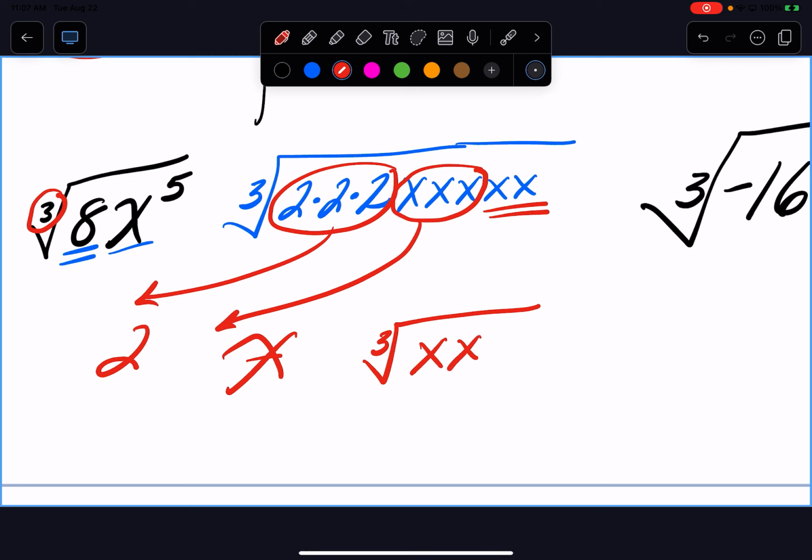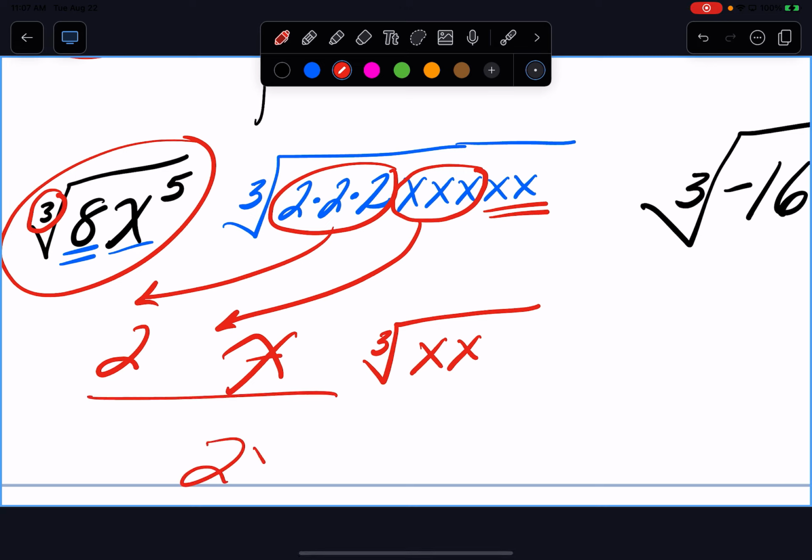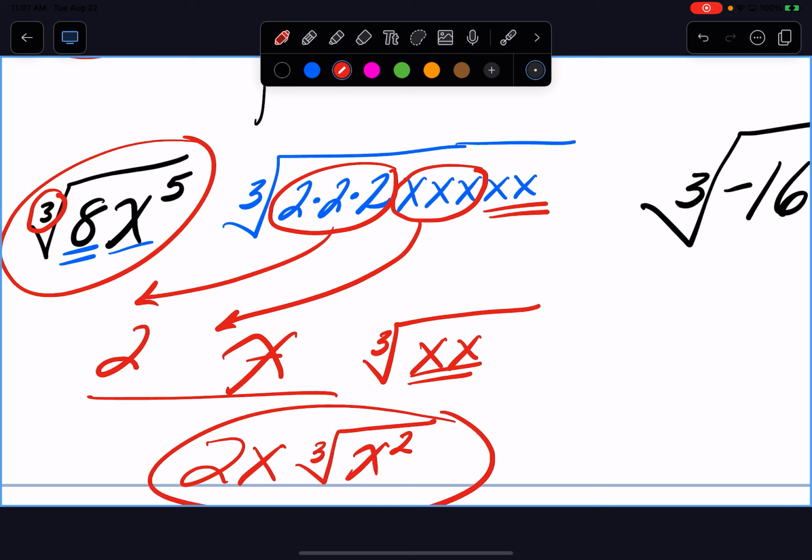Now, everything was multiplied before. Look at the problem. Is there any addition signs there? No, there's no addition signs, which means it's multiplication. What's 2x? Just 2x, true? Yeah. And then we also have the cube root of, what's x times x? X squared. There's our answer. That's easy.